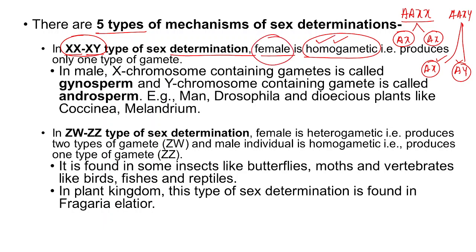In XX and XY, it is a type of sex determination in which the female is homogametic, that is, produces only one type of gamete, autosome along with X. And in the male, the X chromosome containing gamete is called gynosperm and the Y chromosome containing gamete is called androsperm. That means the male can produce autosome along with X and autosome along with Y, and the sperm having autosome along with X is called gynosperm.